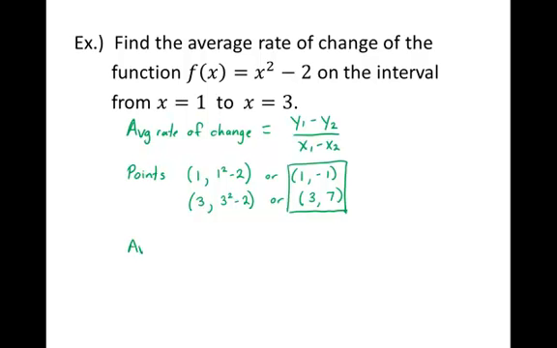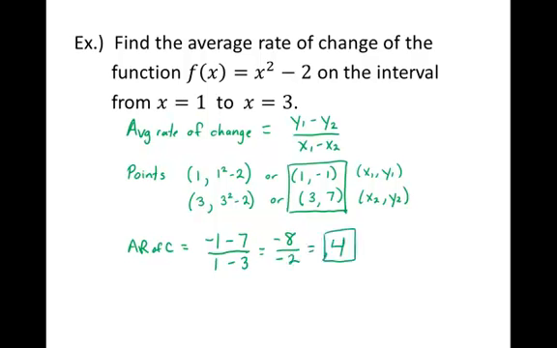So going back to my formula, the average rate of change would be equal to... I can choose these points in any order. It doesn't matter which one you decide to be x1, y1 versus x2, y2. In this case, I'll pick this first one to be x1, y1, the second one to be x2, y2. If I plug into my average rate of change formula, that would give me -1 minus 7 all over 1 minus 3, or -8 over -2, which simplifies to 4. So the average rate of change of this function on that particular interval is 4.